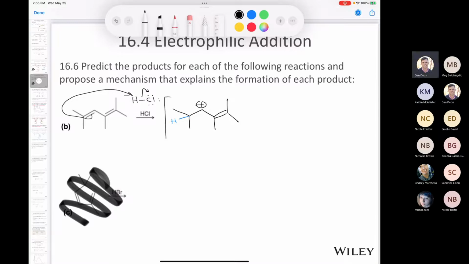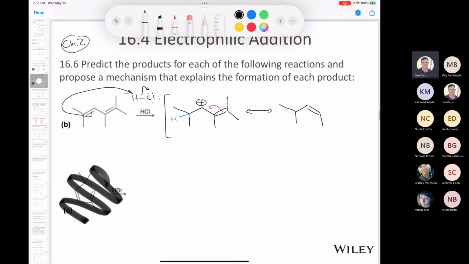And of course, we can draw a resonance contributor for this because we have an allylic carbocation. That goes all the way back to chapter 2 in Organic Chemistry 1. So we draw the resonance contributor, which looks like this. So now we have the double bond. Oops, I drew it in the wrong place. Double bond here. And we have our methyl group here. And now we have our positive charge over here. So we have two allylic carbocations.